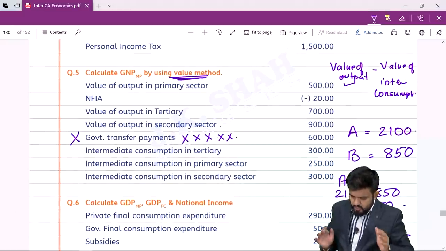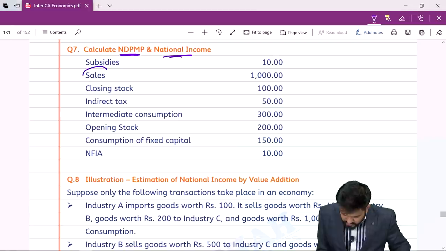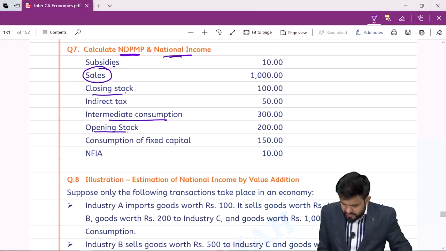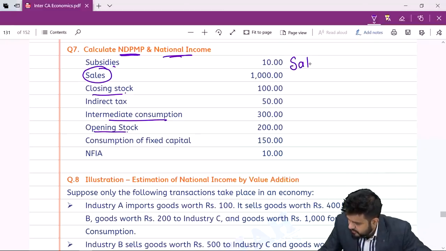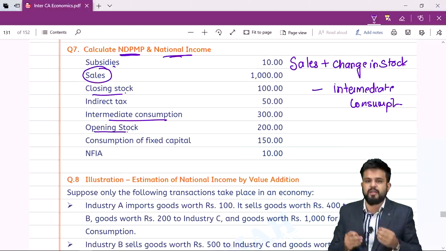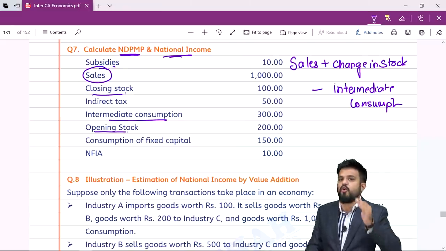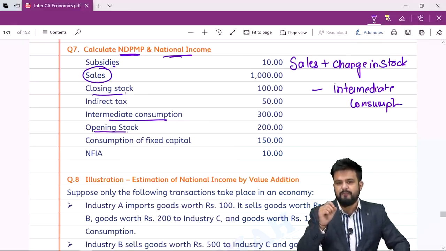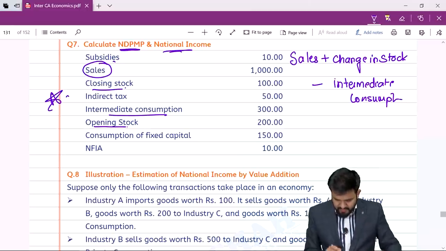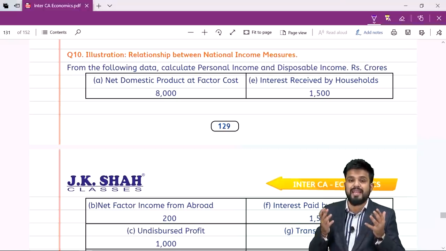So this was about value added method. Then see, these types of sums, calculate NDP MP and national income. See students, your sales is given, closing stock is given, opening stock is given, intermediate consumption is given. Then in such a case, what will be the formula? Sales plus change in stock minus intermediate consumption. So sales given, change in stock given, intermediate consumption given, accordingly please proceed. So after you calculate, probably the answer should be 450 and 420. So even these types of sums can come. I will request you all to solve on your own the remaining sums, in which ways we have already done in the main lecture.